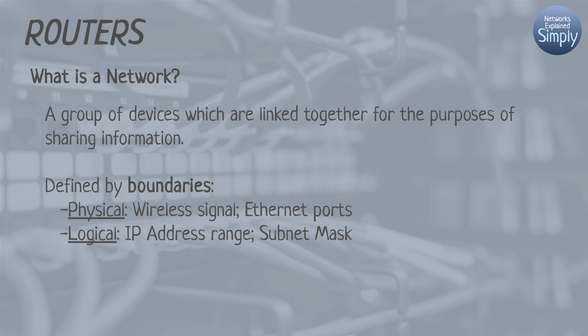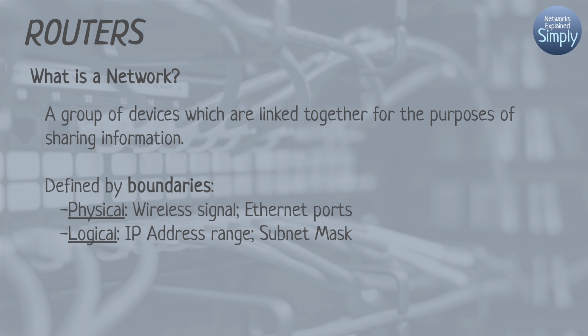Now, we've been using this word network quite a lot already, and while you probably have a rough idea of what we mean by that, we should really make sure this is clear. For our purposes in this introductory video, let's define a network as a group of devices which are linked together for the purposes of sharing information. A network is usually defined by its boundaries, and there are really two kinds of boundaries that we mean here: physical and logical.